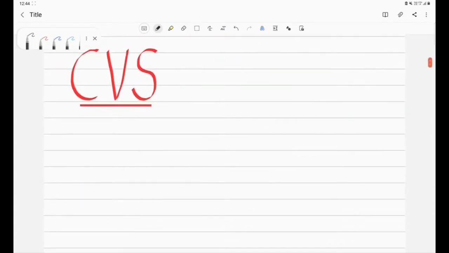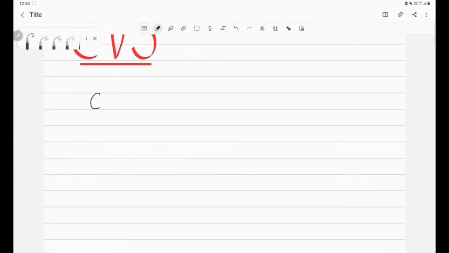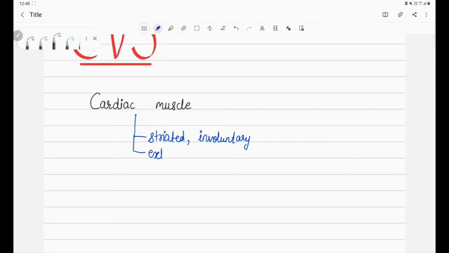In this video we are going to see CVS in physiology. So let's start with the cardiac muscle. Cardiac muscle is also known as striated muscle or involuntary muscle. It shows extensive branching and there is the presence of intercalated discs.